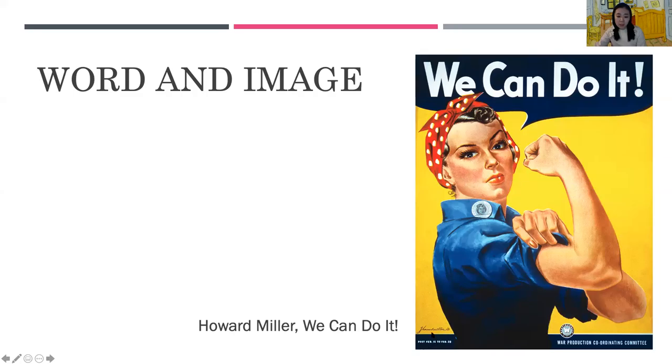So this is the famous 1942 poster, We Can Do It, by Howard Miller. This poster pictures one of the many women who joined the workforce during World War II. The poster's inspirational slogan and the woman's arm are the focal point, and the figure and the text stand out from the background thanks to the use of saturated complementary colors like blue and yellow. Repeated curving shapes and lines tie the work together to create an effective and powerful message.